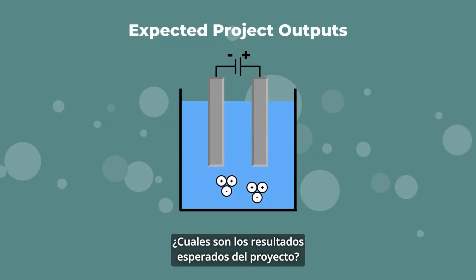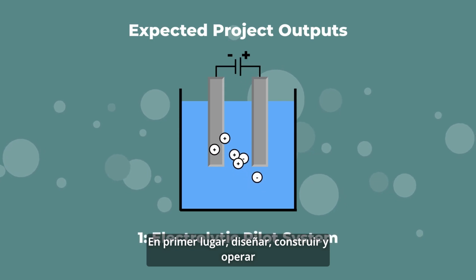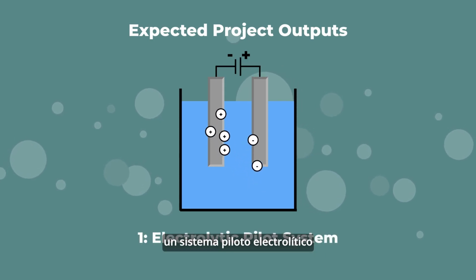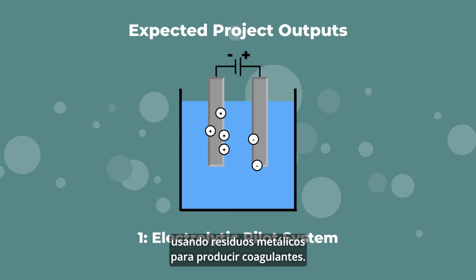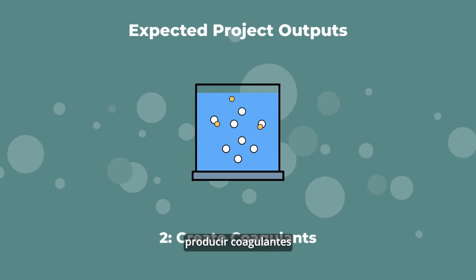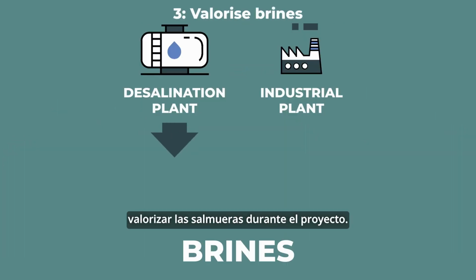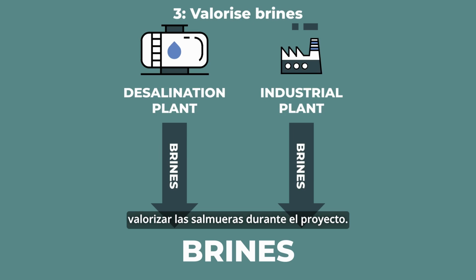What are the expected project outputs? Firstly, to design, build and operate an electrolytic pilot system using wastes to produce coagulants. Secondly, to create coagulants with an adjustable metal concentration. Thirdly, to valorize brines during the project.